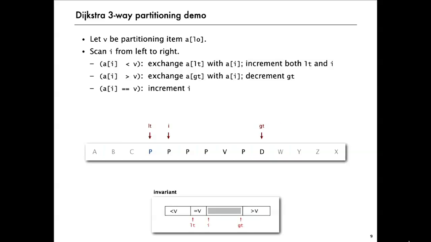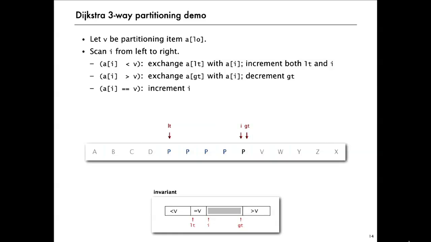Now we have I pointing to an element that's equal to the partitioning element. And what are we supposed to do then? Well, to maintain the invariant, we just need to increment I. And again, it's pointing at one that's equal to the partitioning element, increment I. And now one more time, and now it's pointing to one that's greater. So we exchange that with GT and decrement GT, and I's pointing to the one that was there, and that one's smaller. So we exchange it with LT and increment both I and LT.